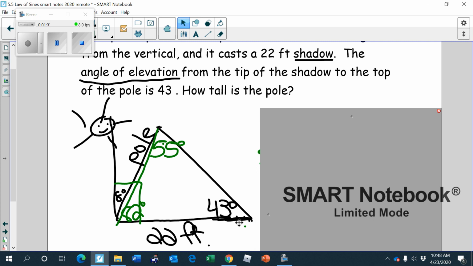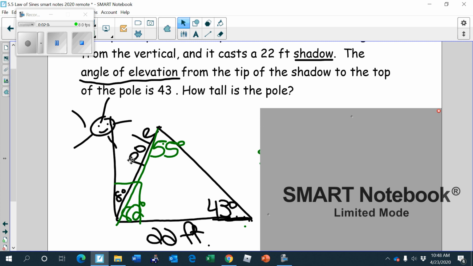Okay, so let's look at what else we know. In green, I added the 82 degrees because when a vertical line touches the ground, it makes a 90-degree angle. We already have 8 degrees of that 90-degree angle, so the rest is 82. And then I can find my 55 by saying 82 plus 43 and subtracting from 180. All right, and then it says, how tall is the pole?